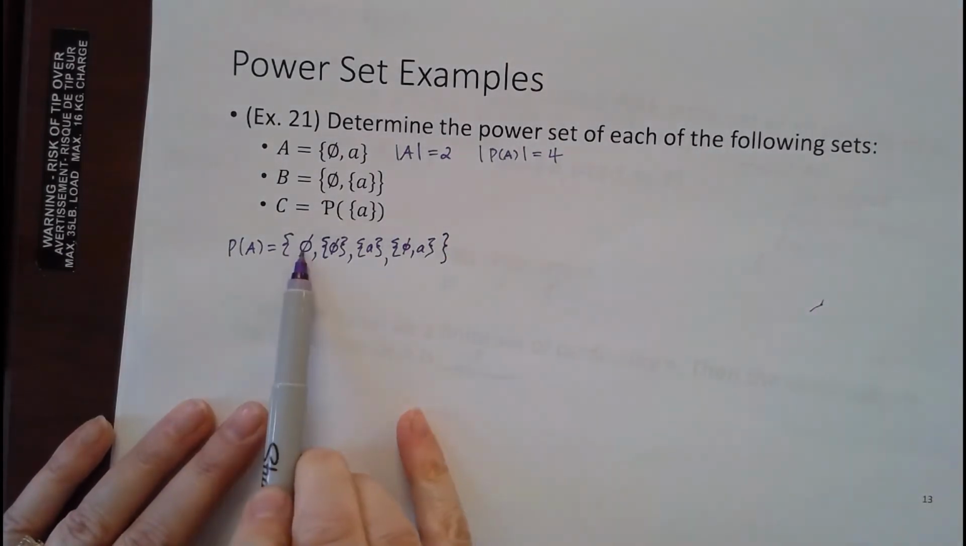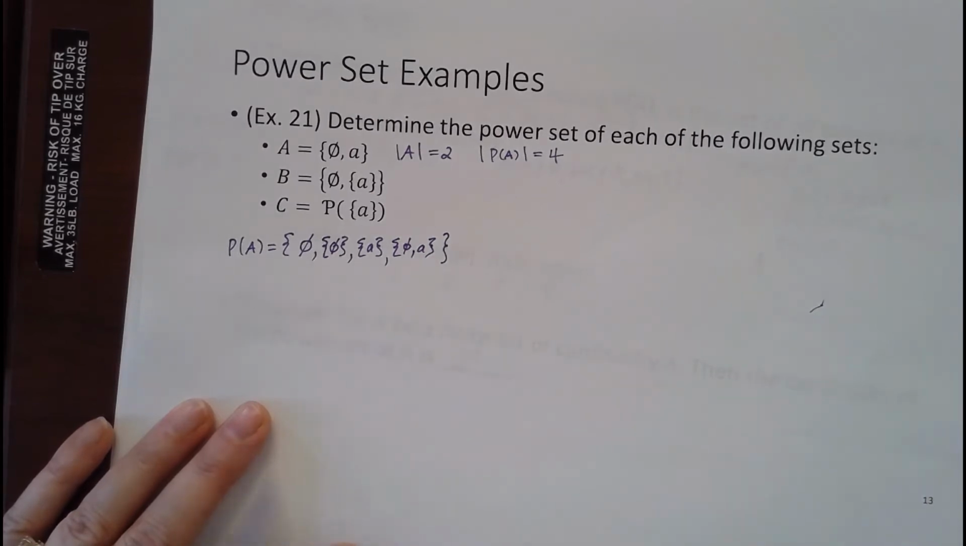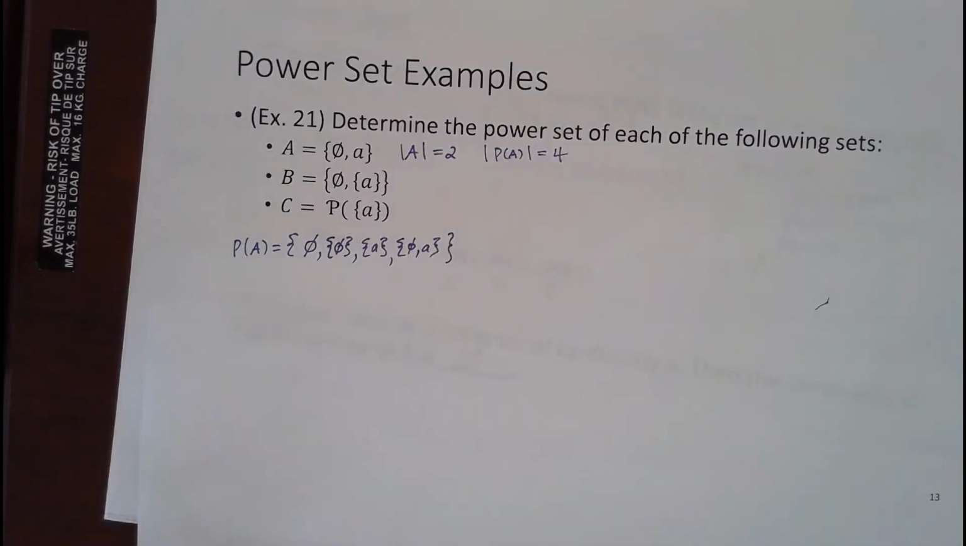That's all the sets of size 0, all the sets of size 1, all the sets of size 2. And we do indeed have 1, 2, 3, 4 elements, so that's a good indication that we got them all.